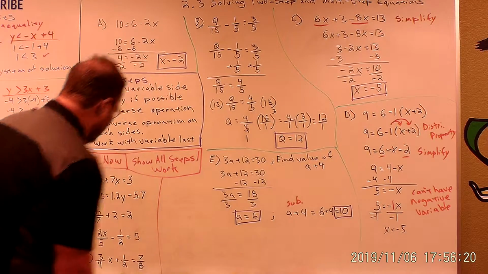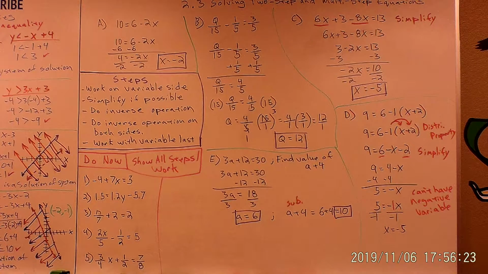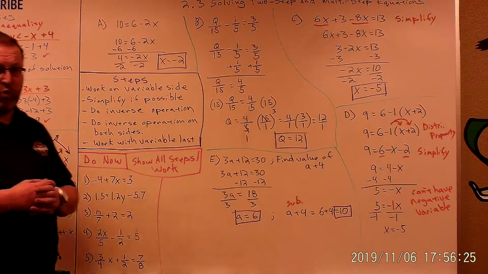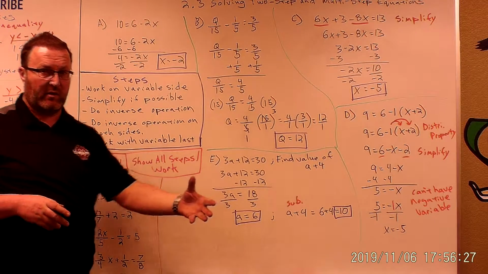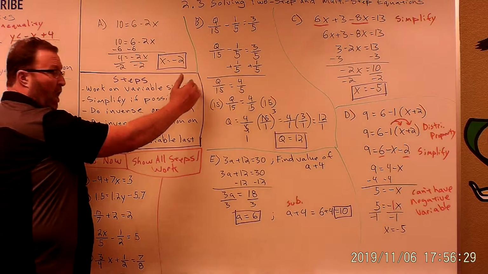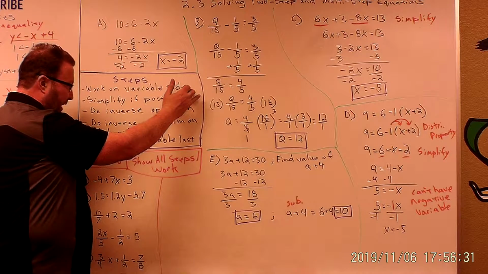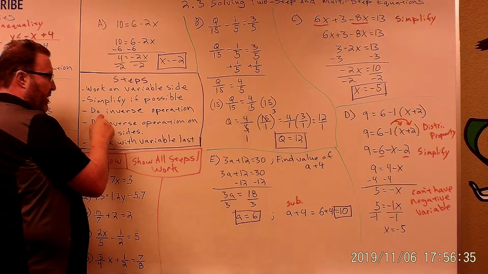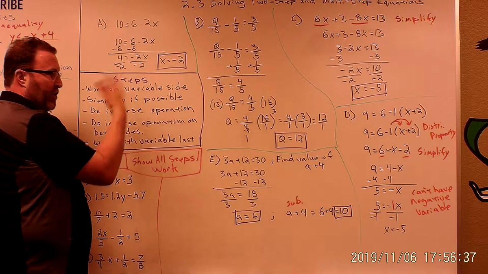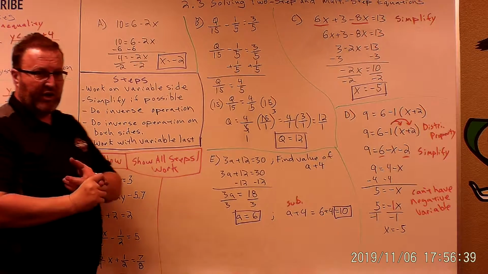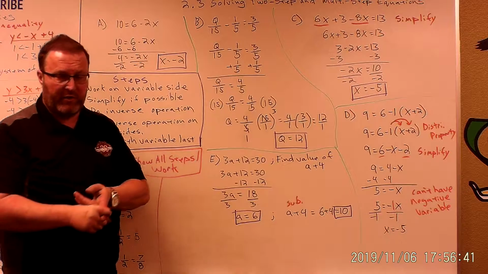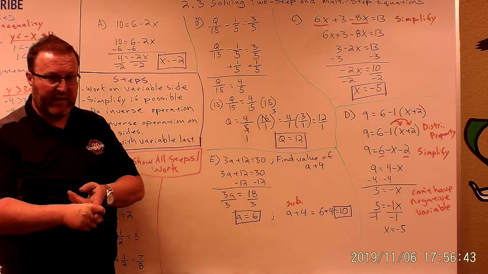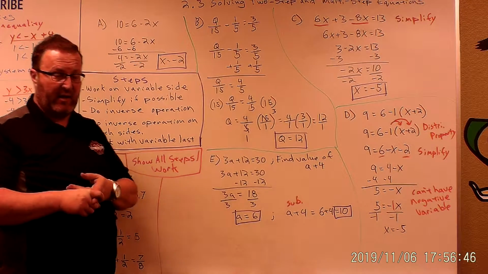Okay, I want to review these rules again one more time. It's nothing new. We've been working on this. What your test was last week. Work on the variable side. Never work on the equal side. Simplify if possible. Combine like terms. Do the inverse operation, so do the opposite. If it's division, you're multiplying. If it's multiplying, you're dividing. If it's adding, you're subtracting. If it's subtracting, you're adding, and so on.